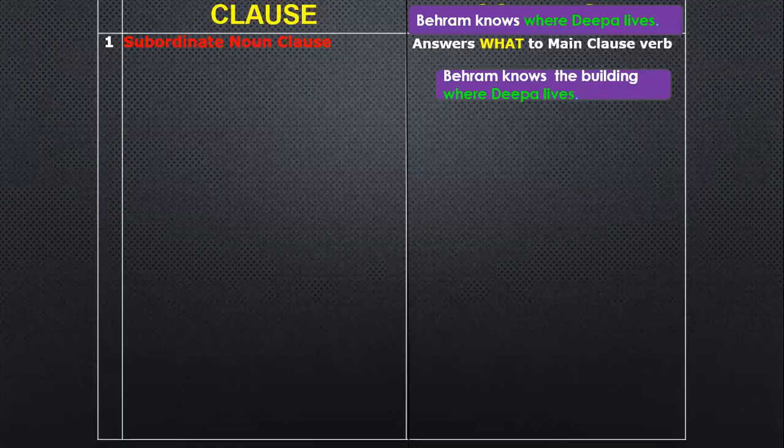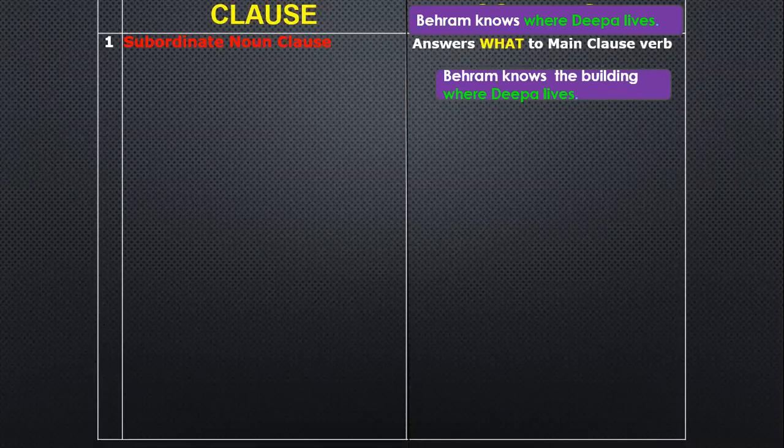Check the second sentence. Behram knows the building where Deepa lives. In this case, we have highlighted the subordinate clause, that is where Deepa lives. The rule again, open the bracket at the subordinate clause and close it at the end. And that's how we got where Deepa lives as subordinate clause. Now, the remaining part becomes your main clause, that is Behram knows the building.